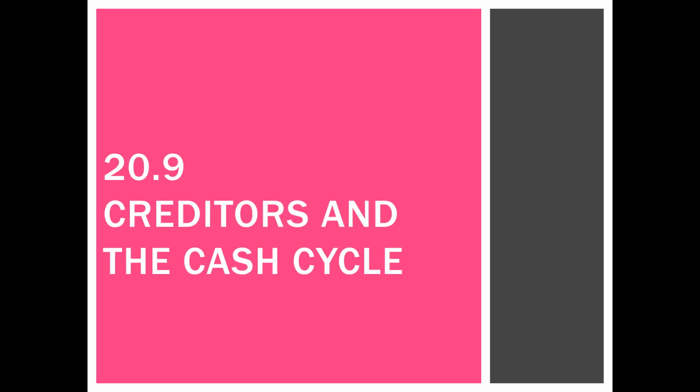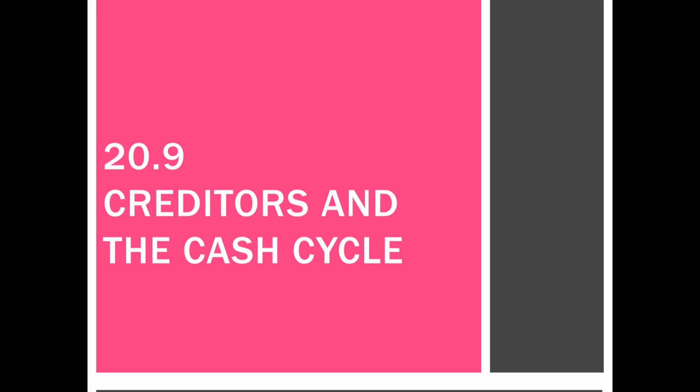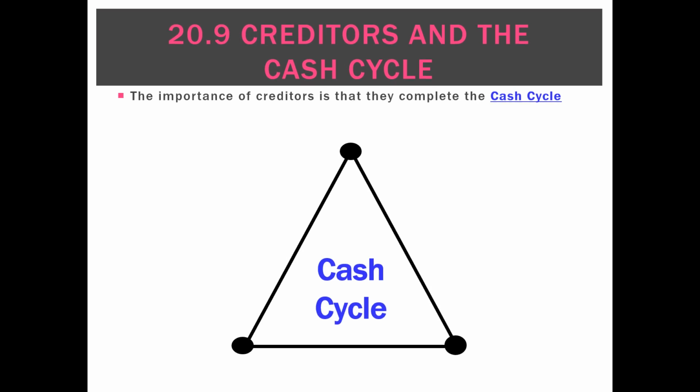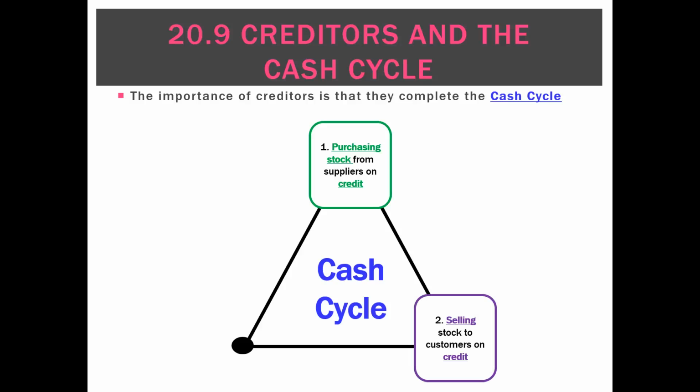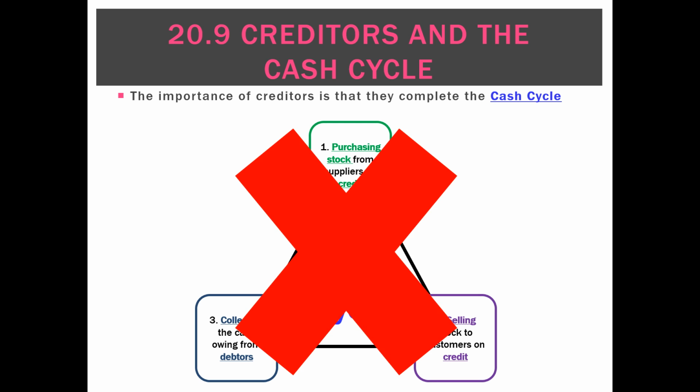Let's finish chapter 20 by bringing it all together and finding the relationship between creditors turnover and the cash cycle. So what we've been looking at is we said the cash cycle measures how long it takes to purchase stock from suppliers, then sell it to customers, and we measured that with our stock turnover ratio. And then we looked at how long it takes to collect the cash owing from debtors, which we measure with our debtors turnover ratio.